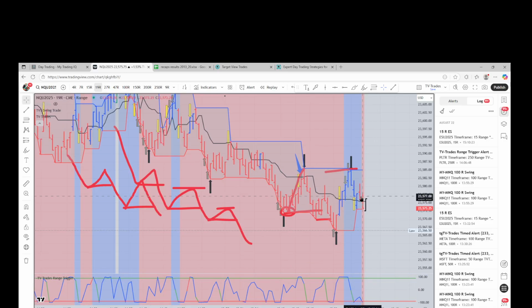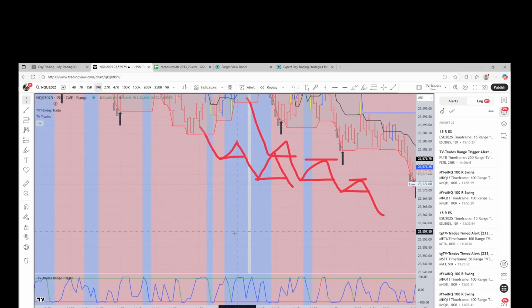Okay. So this right here would have been a long trade right here. Now, it's important that you understand this part. If price comes out of the oversold like this on a blue background, it has to go all the way into the overbought before you can take another one in that direction. It has to go all the way into the overbought before you can take another one in that direction.